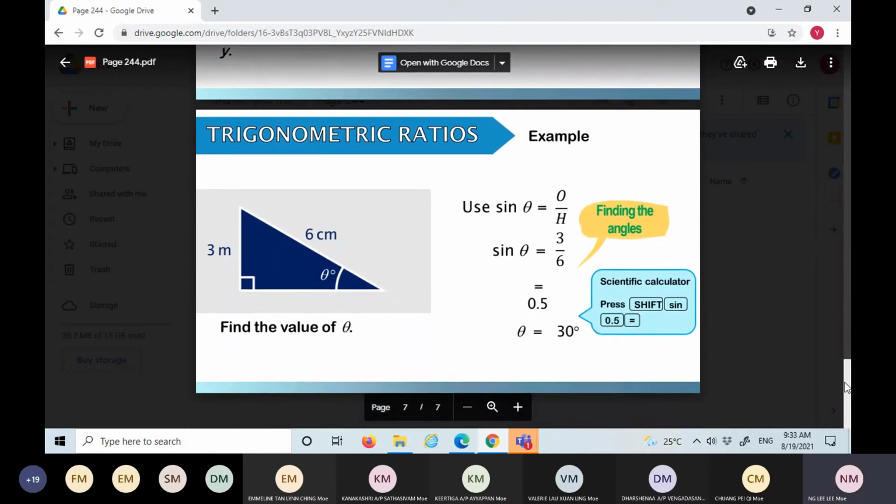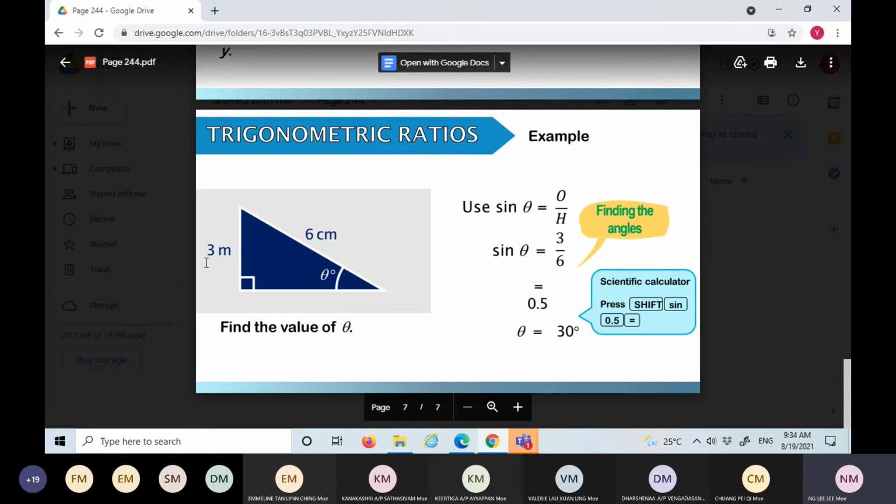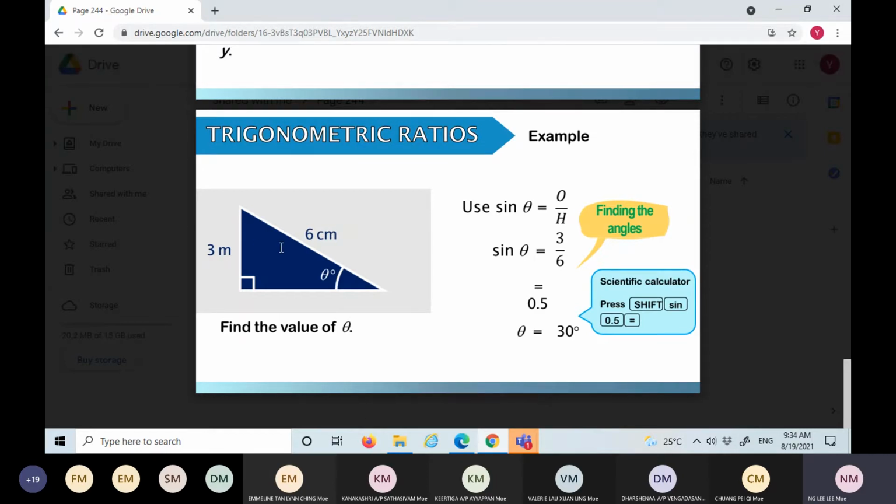Okay, last example. Theta is here, and this one is opposite. The 3 meter now becomes the opposite side. Then the 6, you see, meter and centimeter cannot be mixed. Either the units are both meters or both centimeters. There are so many mistakes in this example. Never mind, we continue.